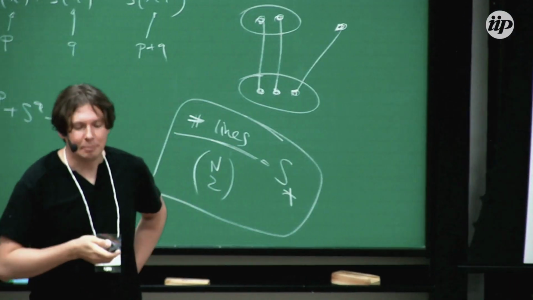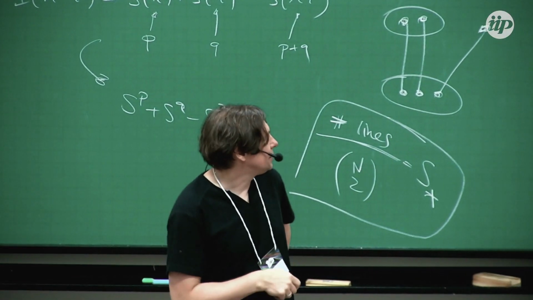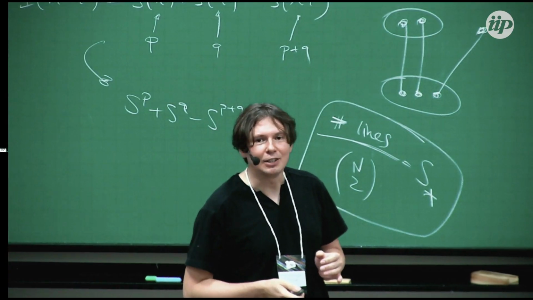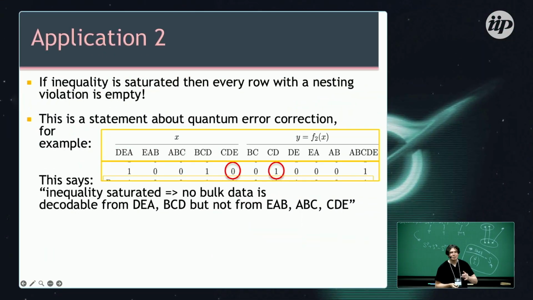But this is really a statement about quantum error correction, because it's a statement that if we treat the bulk as an error correcting code, then you may give me the following task. You may say, please construct an error correcting code which will act on 6 parties, A, B, C, D, E, and some complement that I will call O. And what I want is some data encoded in this code so that it's recoverable from DEA, from BCD, but not from EAB, not ABC, and not CDE.